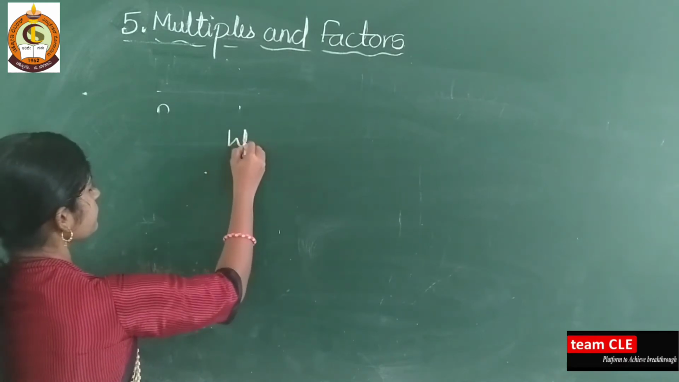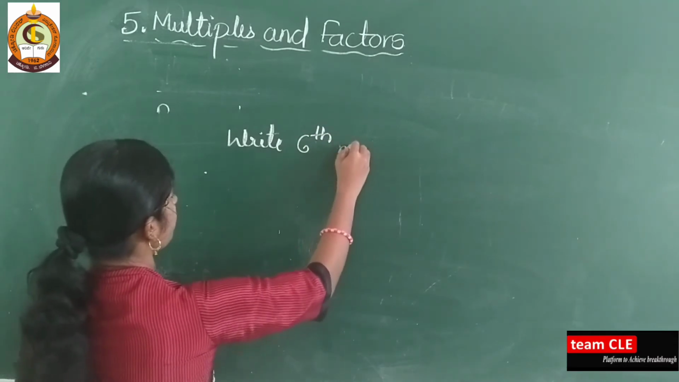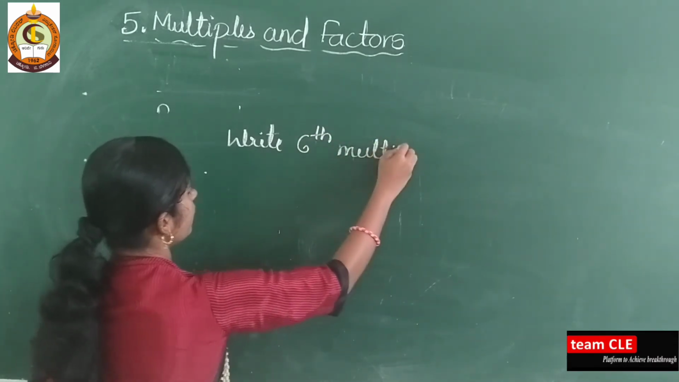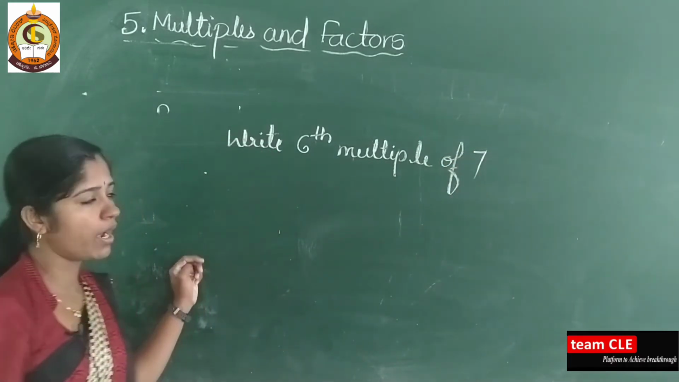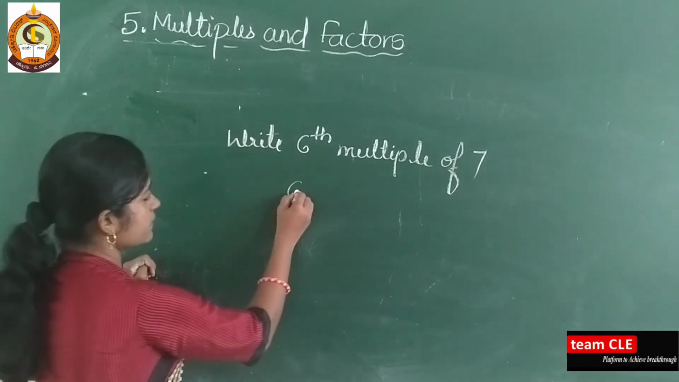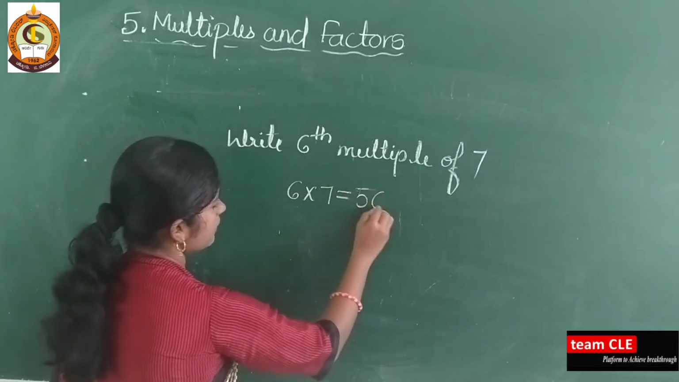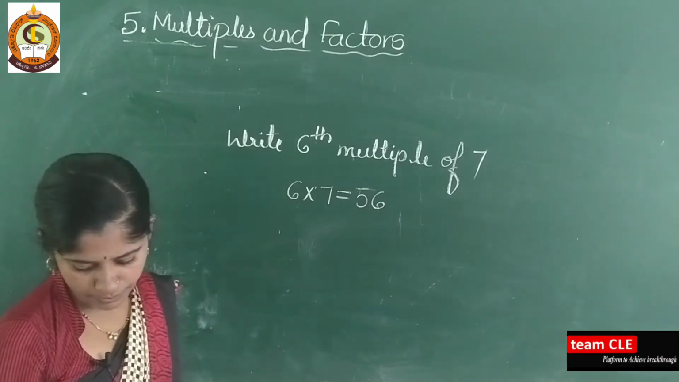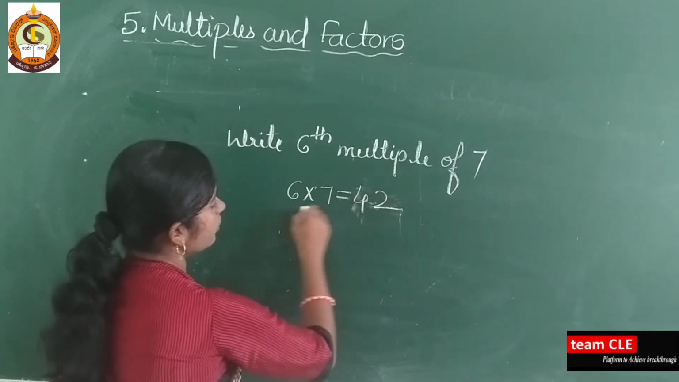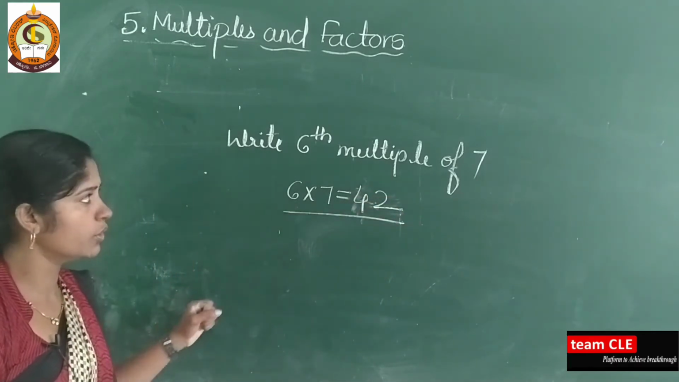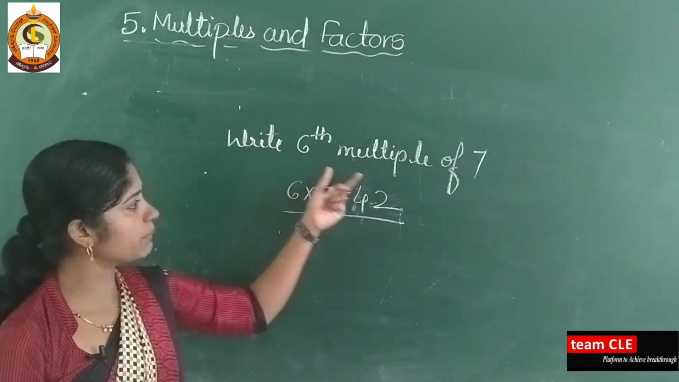Write the sixth multiple of 7. In this case, you have to multiply 6 with 7. 6 sevens are 56? No, not 56. 6 sevens are 42. So the sixth multiple of 7 is 42.